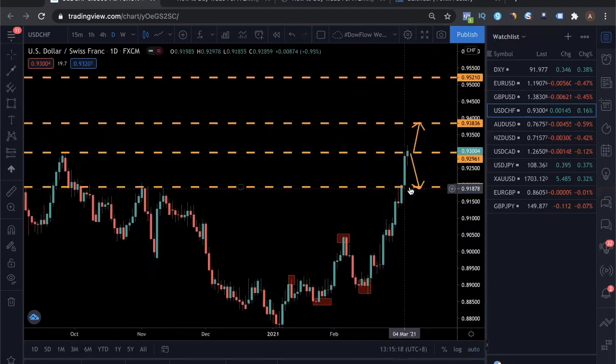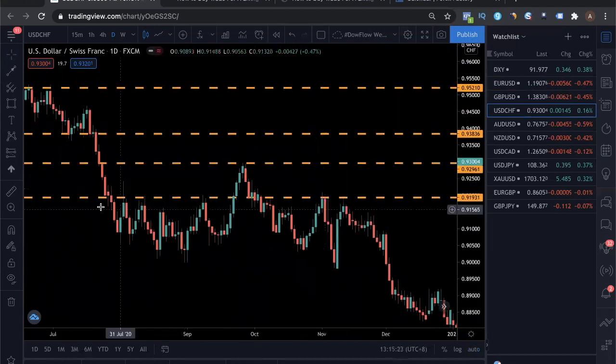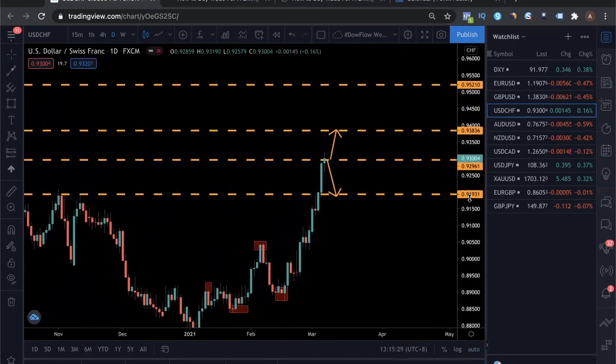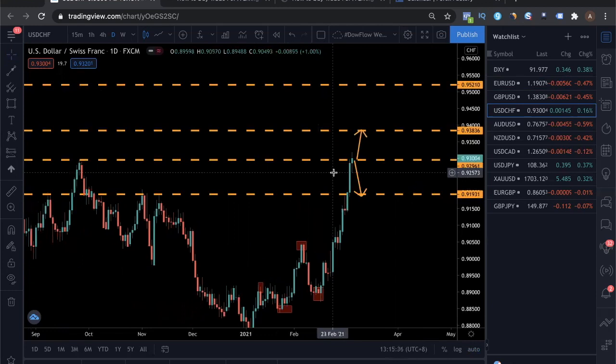Because this is a very strong level. You can see this was a previous swing high, and if you scroll back here, you can see that this level is very strong. So ideally, I would prefer to wait at 0.9193 to buy. Look for a candlestick pattern here and take it out. I would not chase the breakout over here.